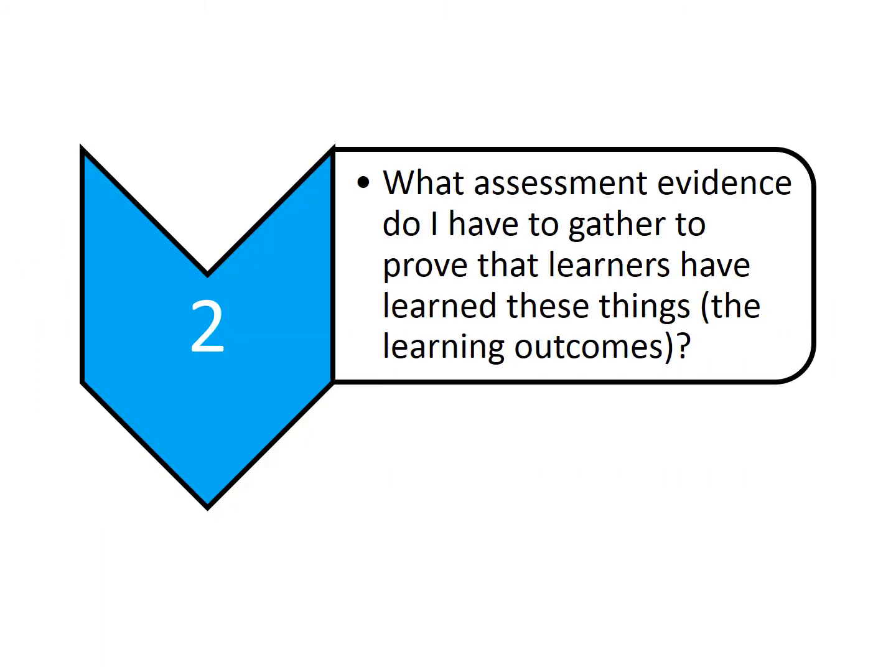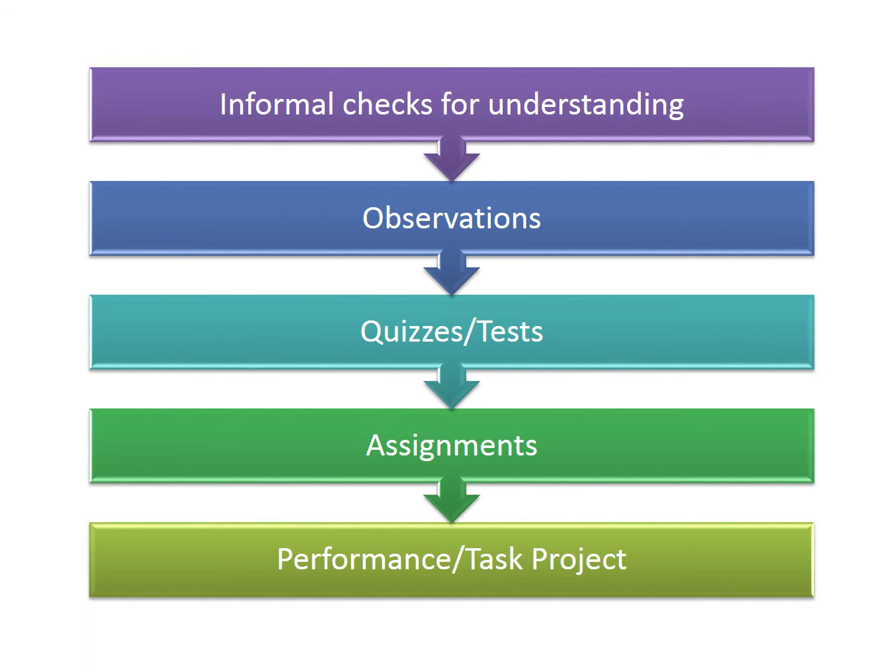Once the learning outcomes for the curriculum and learners have been established, we can move on to step 2 in backward design. Step 2 focuses on what assessment evidence we need to gather to prove that the learners have learned the learning outcomes. The type of assessment evidence that we need to collect will be dictated by the assessment strategies that we decide to use. The following chart illustrates examples of commonly used assessment strategies.